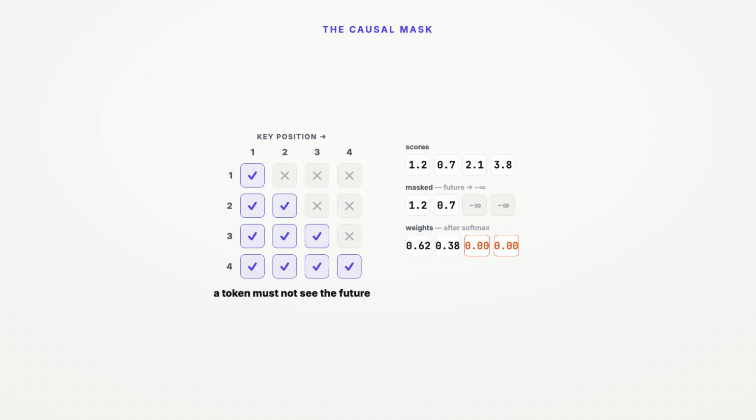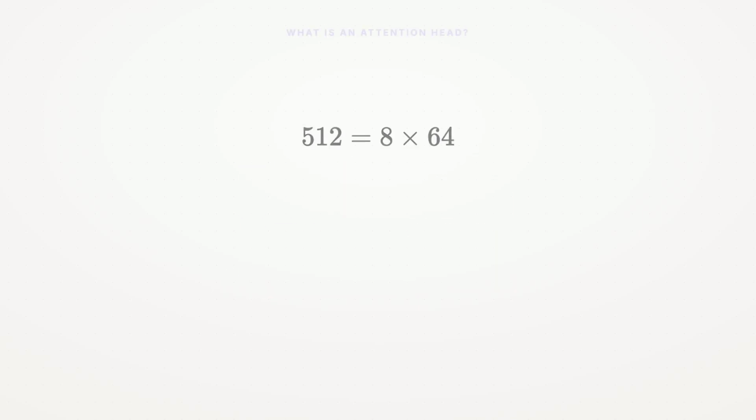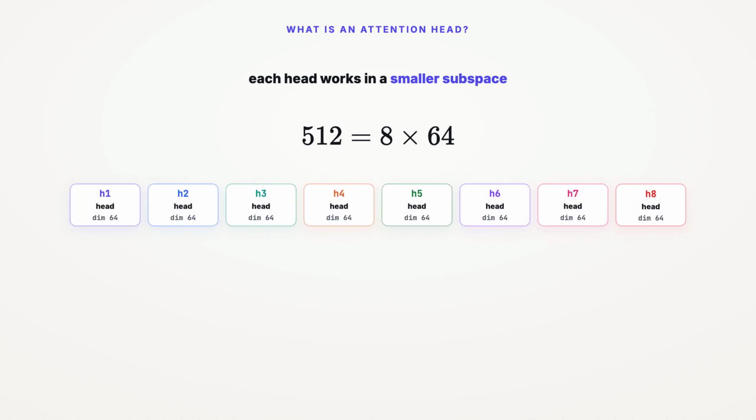That single rule is what makes this causal self-attention, and it's why the model can be trained on whole sentences at once without cheating. So what exactly is a head? It's one independent attention calculation running in a smaller subspace. Our model splits its 512 dimensions into 8 heads of 64.